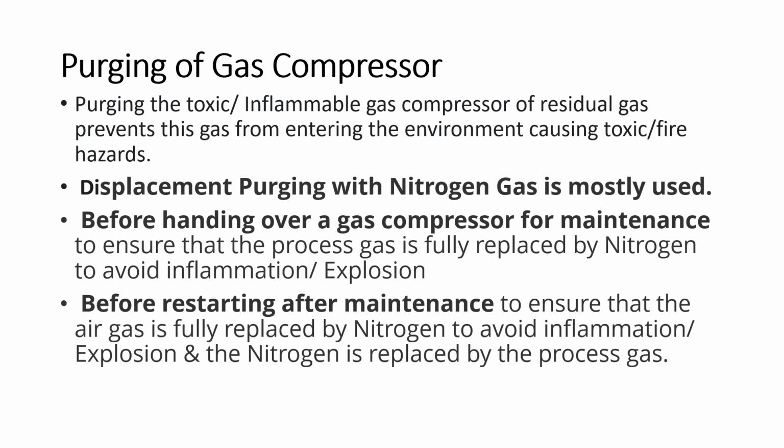Now, purging of a gas compressor is very essential, because if we don't purge toxic and inflammable gases, they will enter the environment, and toxic gas will cause problems, and there is a fire or explosion hazard if the gas is inflammable. So we use the displacement purging method, mostly with nitrogen gas. Before handing over a gas compressor for maintenance, we ensure that process gas is fully replaced by nitrogen to avoid inflammation or explosion. Before restarting after the maintenance, we ensure that the air is fully replaced by nitrogen to avoid explosion, and then the nitrogen is replaced by the process gas.